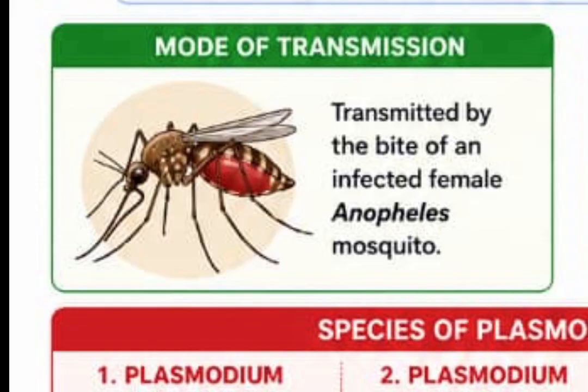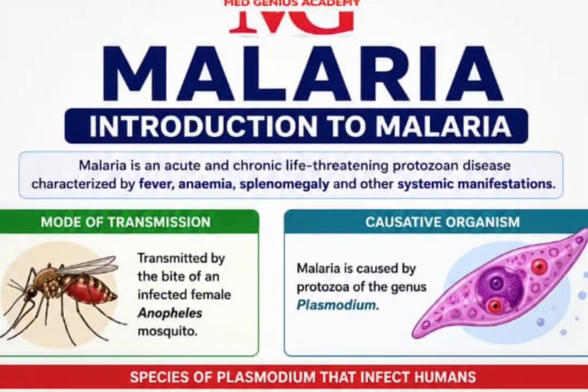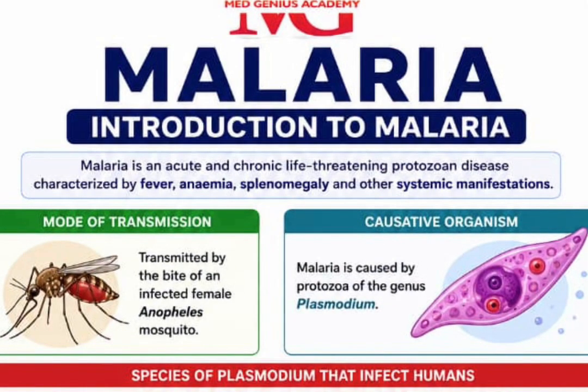So I've introduced it and given you the causative organism. The next thing we'll be talking about is the different species of it. Always remember, malaria is an acute, chronic, complex protozoa disease. It's very life-threatening and can kill somebody. You can present it with fever, splenomegaly, and other systemic side effects. It could be complex, it could affect the brain. The mode of transmission is the female Anopheles mosquito, and the causative organism is Plasmodium. But we have different types of Plasmodium.